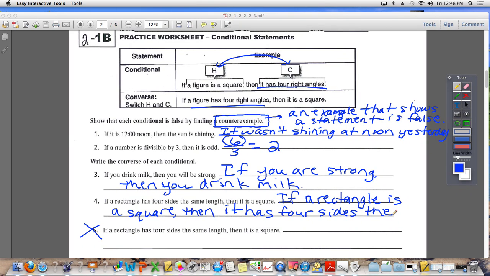sides. You really aren't supposed to add words that aren't already there. You're supposed to try to avoid that. So it has 4 sides the same. Your job between now and the next time that I see you is to finish this up for me.